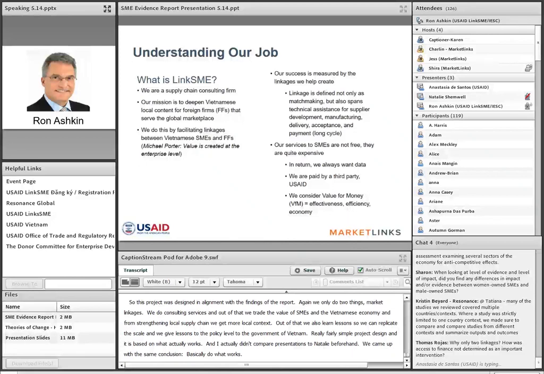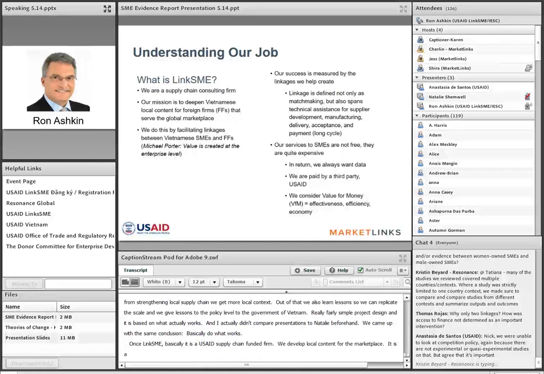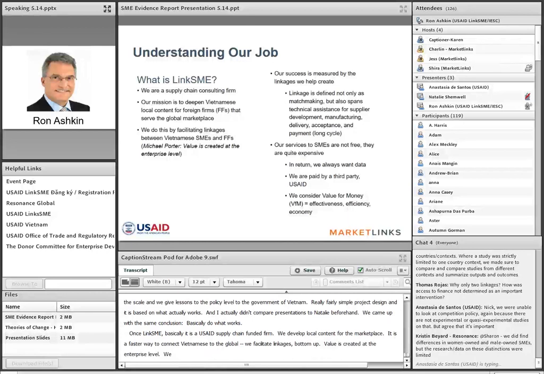What is LinkSME? Basically, we're a USAID-funded supply chain consulting firm. And again, our mission is to deepen Vietnamese local content for foreign firms that serve the global marketplace. It's a faster way to connect Vietnamese SMEs to the global market than direct export. So basically, we're a B2B project, not a B2C project. And again, we facilitate linkages. We're bottom-up. As Michael Porter says, value is created at the enterprise level, so we work at the enterprise level.